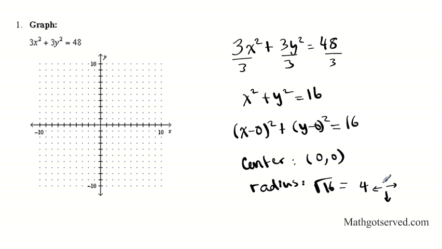Okay? So graph the center. Go 4 units to the right, 1, 2, 3, 4. 4 units up, 1, 2, 3, 4. 4 units to the left, 1, 2, 3, 4. 4 units down, 1, 2, 3, 4. Okay? And then we can just graph our circle. So there goes the graph. Okay? So that's that.